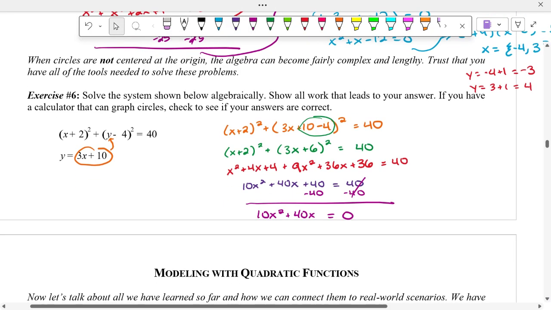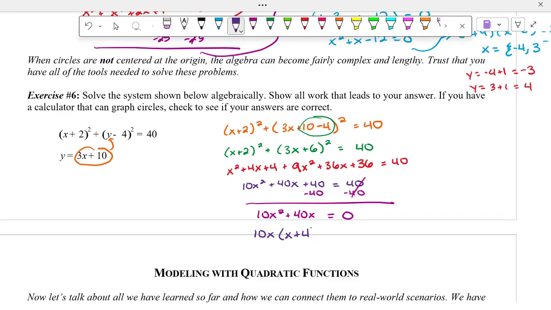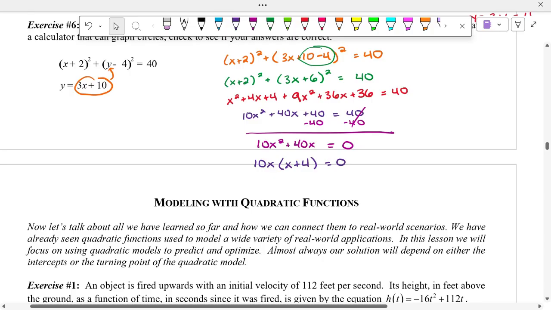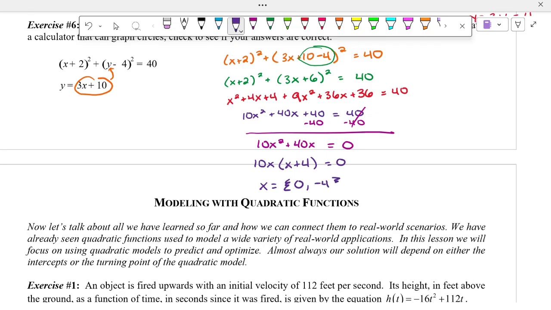And now this is a very easy factor because what's the only thing we got to do? Not just a 10, but also an x. So we factor out GCF of 10x, and that'll leave us with x plus 4. So if I set both equal to 0, because our GCF has an x in it, what are my two answers? X equals 0 and negative 4. So these are our two x values, but I still need the y's. So I need to plug both of these back into one of my functions.